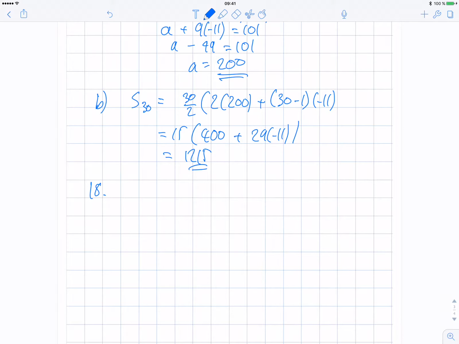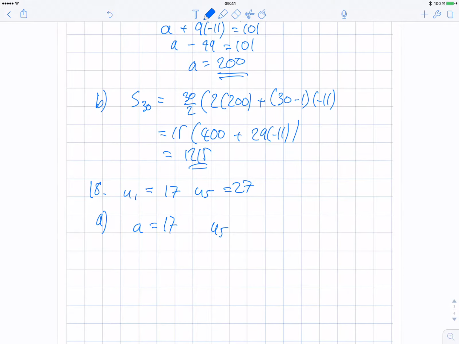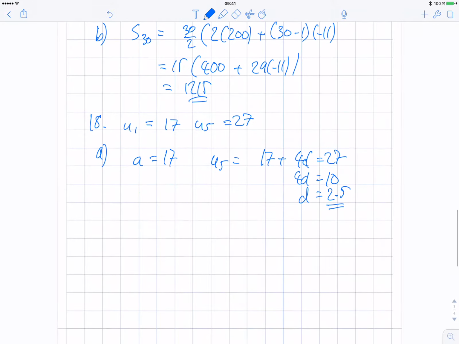The first and fifth terms of an arithmetic sequence. So the first is equal to 17, the fifth is equal to 27. Find the common difference. So we know that A is therefore 17. Sorry, it's A. So we have U5 is equal to A plus n minus 1. N minus 1 is 4. D equals 27. So take away 17 from both sides. 4D is equal to 10. So D is equal to 2.5. Part B.